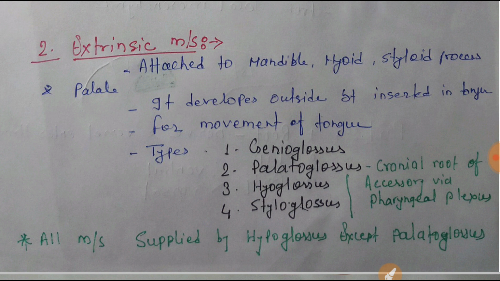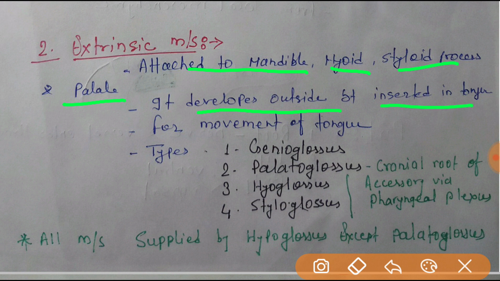The extrinsic muscles are attached to the mandible, hyoid, styloid process, and the palate. They develop outside but insert into the tongue. The function of the extrinsic muscles is movement of the tongue. The types of extrinsic muscles are the genioglossus, palatoglossus, hyoglossus, and styloglossus.